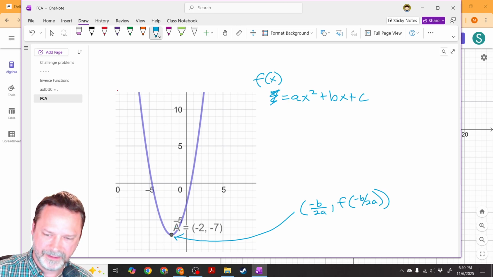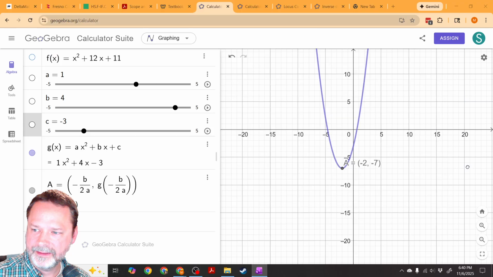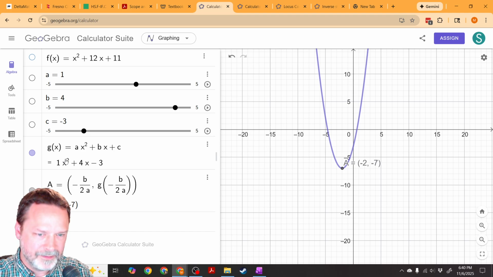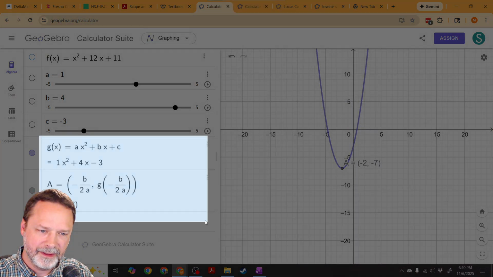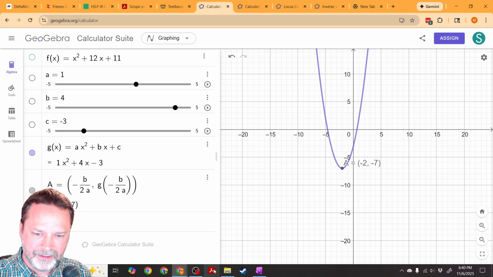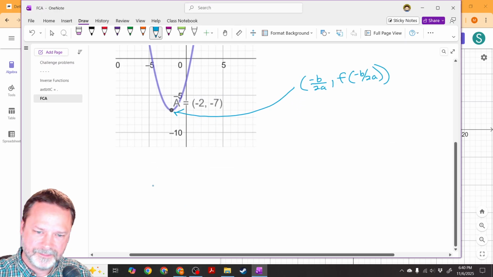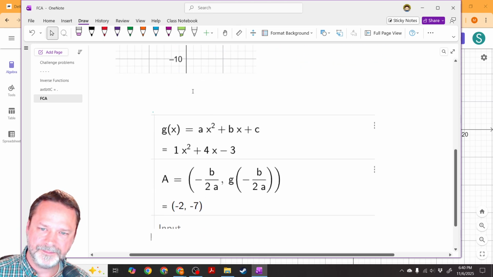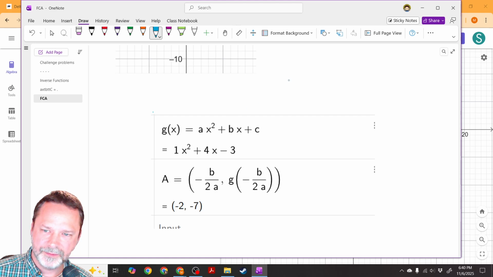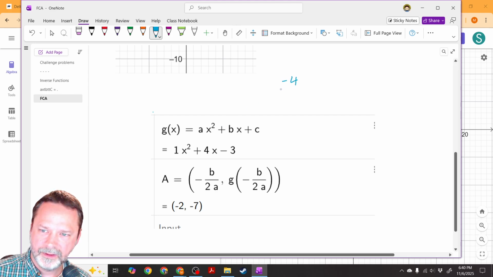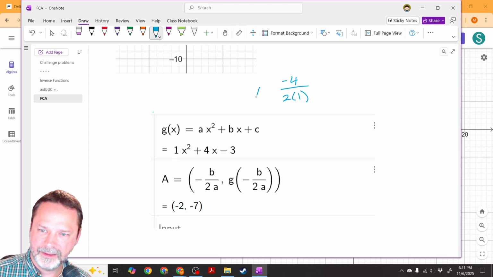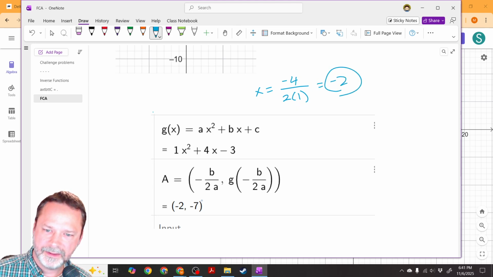It's very, very easy. And in this example here, how did we get to negative 7? We can do that really quick. It's not hard at all. Here, b is 4, so negative 4 over 2 times a, which is 1. That's going to be our x. Negative 4 over 2 is negative 2. There's our x right there. How do I get negative 7?